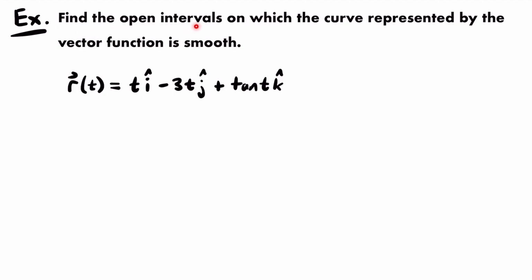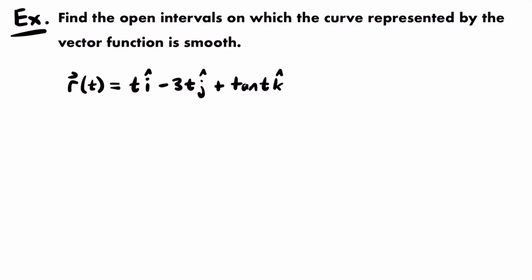We want to find the open intervals on which the curve represented by the vector function is smooth, and this time our vector function does represent a space curve. Our last two examples, we were working with plane curves, but this time we do have a vector function in 3D. It has three components. r of t is equal to t times i minus 3t times j plus tangent t times k. And so even though the vector function represents a space curve, the process remains the same. We're still going to take the derivative of this vector function, check to see if there are any points of discontinuity, and then check to see where all three of the components would equal 0 for that derivative vector.